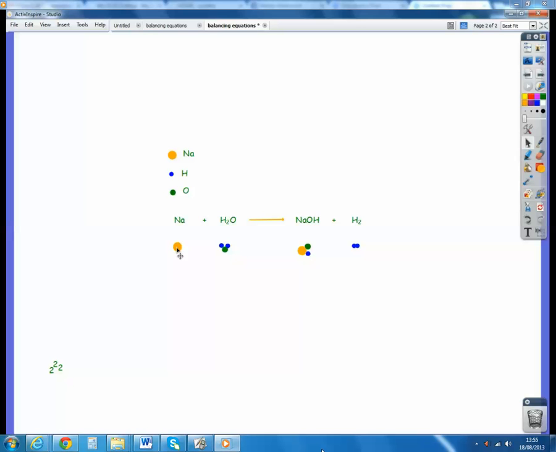I've got 1 sodium on this side and 1 sodium on this side. That's fine. I've got 1 oxygen on this side and 1 oxygen on this side. That's fine. I've got 1, 2 hydrogens here and 1, 2, 3 hydrogens here. So it's hydrogen that's causing the problem.